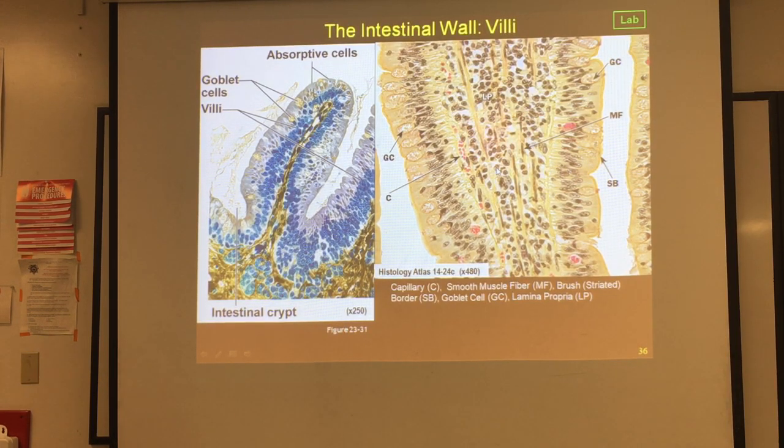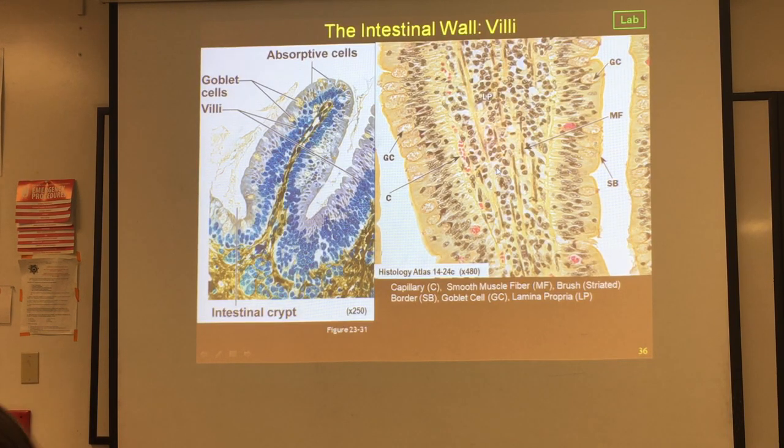Capillary blood carries absorbed nutrients to the liver through the hepatic portal vein. And so the liver gets dibs on the nutrient-rich blood. Lacteals transport the absorbed lipids in the form of chylomicrons to the blood once the lymph empties into the subclavian veins.